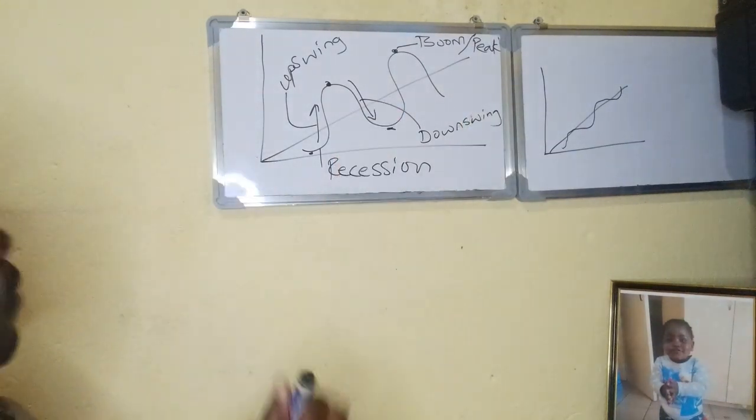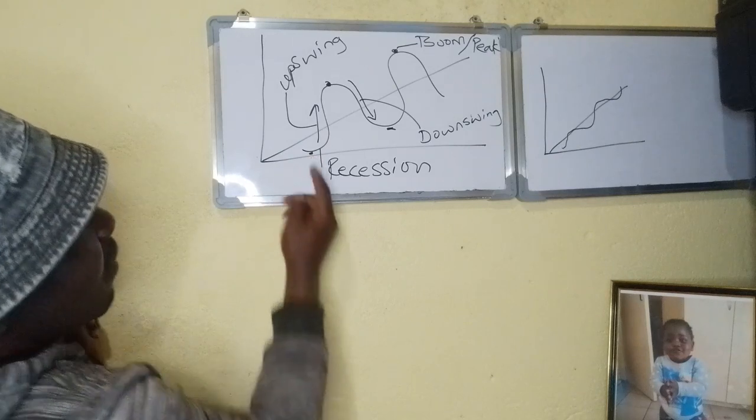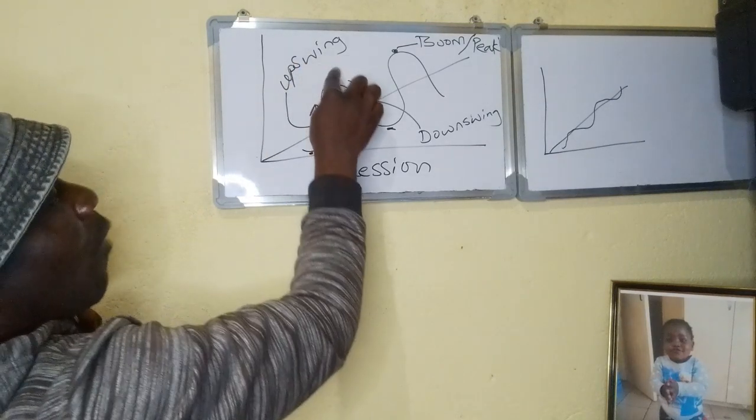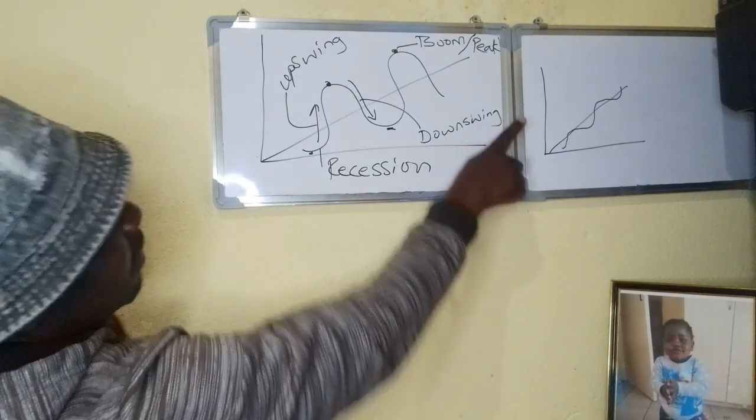So these are the 4 points of the business cycle. The bottom one is the recession. The upwards is the upswing. The top one is the boom or peak. The downwards is the downswing.